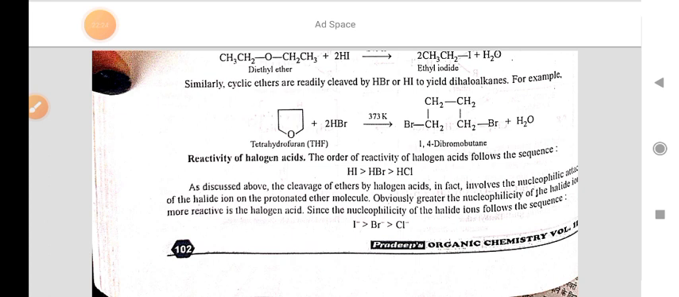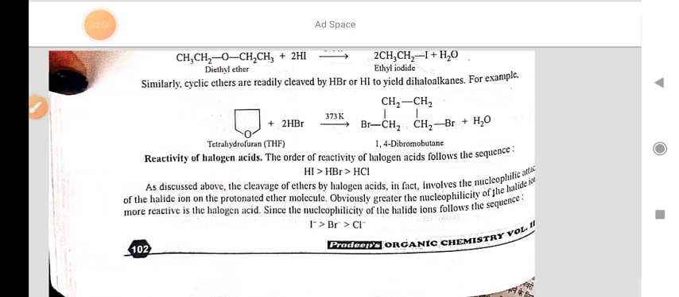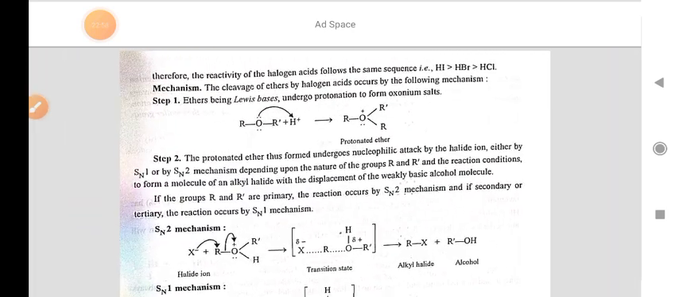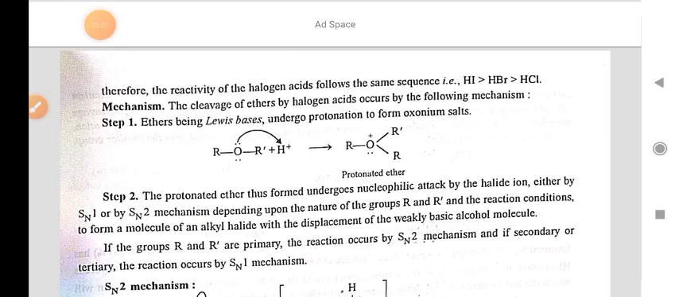Reactivity of halogen acids. The order of reactivity of halogen acids follows the sequence hydroiodic acid, then hydrobromic acid, and then hydrochloric acid. As discussed above, the cleavage of ethers by halogen acids in fact involves the nucleophilic attack of the halide ion on the protonated ether molecule. Obviously, greater the nucleophilicity of the halide ion, more reactive is the halogen acid, since the nucleophilicity of the halide ion follows the sequence iodide, bromide, and chloride. Therefore, the reactivity of the halogen acids follows the same sequence, that is hydroiodic acid, then hydrobromic acid, and then hydrochloric acid.